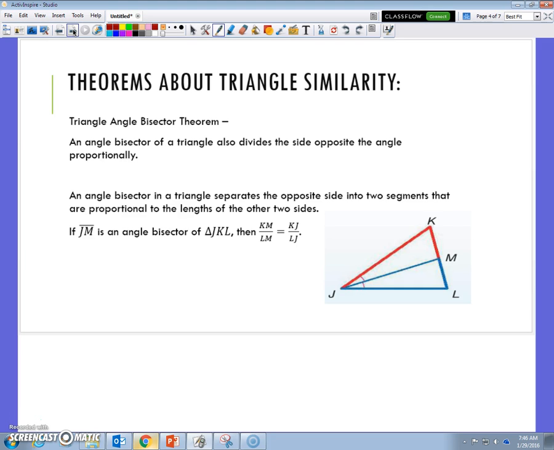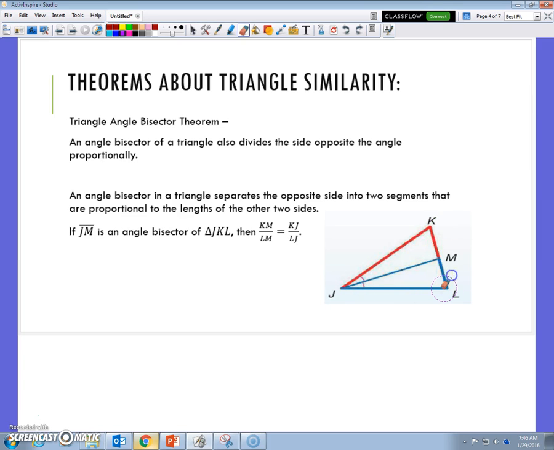So now all of our theorems so far that we've been talking about have been comparing this line that connects a vertex with its opposite segment. This one's a little different, okay? Now what we're going to compare is, if this is an angle bisector, we're going to compare KM to LM, and we're going to compare JL to JK. All right, so we're not actually using this value at all. We just know that there's a proportional relationship.